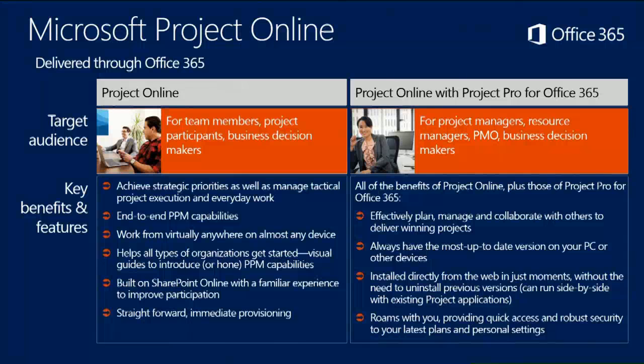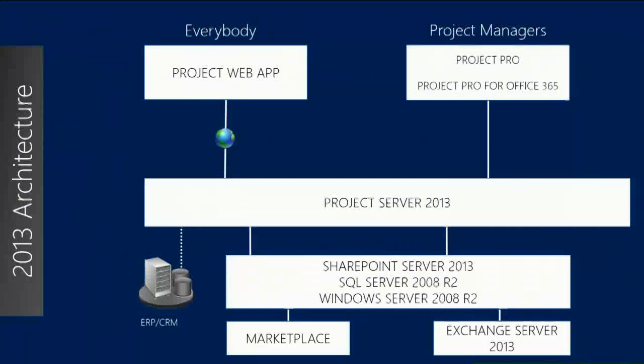Great. Looking at the architecture layer behind online and comparing that to the on-premise solution, this is, first of all, the on-premise architecture from a high-level perspective, meaning that we have the Project Web App, which is the project portal that people will get access to from a browser, typically. We're going to go back to that later in detail.